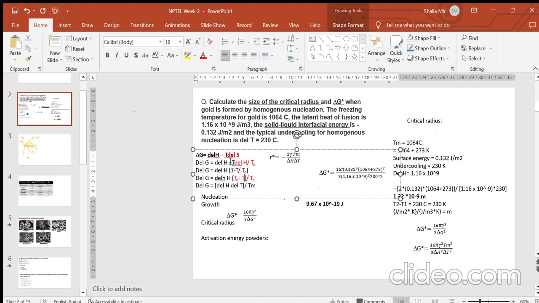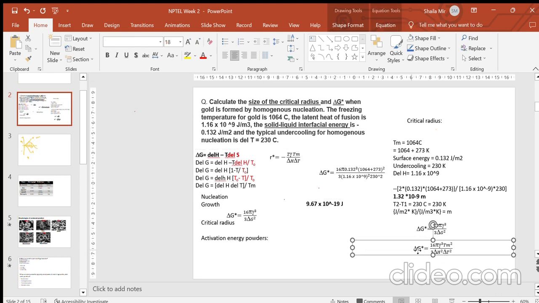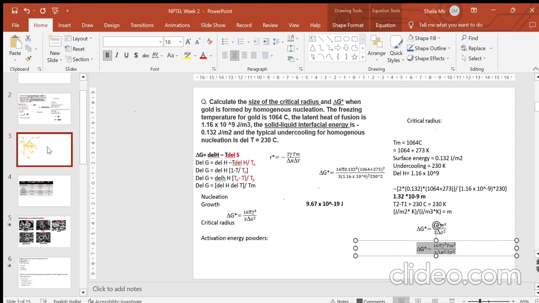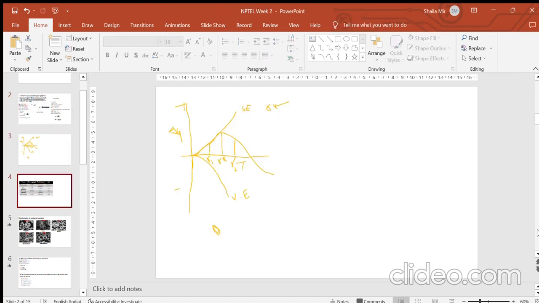Is it clear? So we are just trying to get the delta G value in terms of delta H and delta T. For that, we are using the delta H minus T delta S equation. Then we have delta G in the form of delta H and delta T only. This is your final equation which you will be using for the calculation. Is it clear? Okay. If there's no other question, then we can move forward.